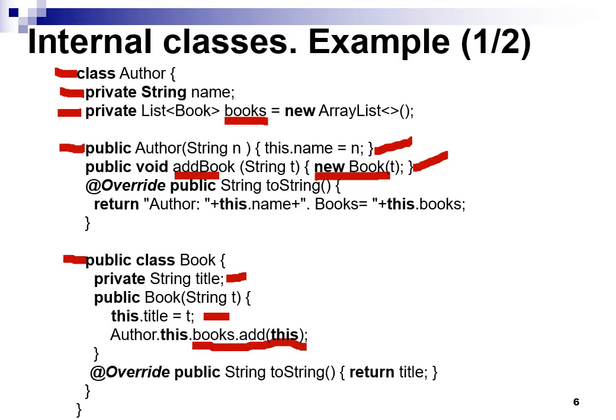You see that we can use this syntax here because books is not in this object, but is in the container object, the Author that contains the book. So we can refer to the variable this of the container object using Author.this. Actually, in this case, this syntax would be equivalent to books.add(this) because there is no ambiguity.